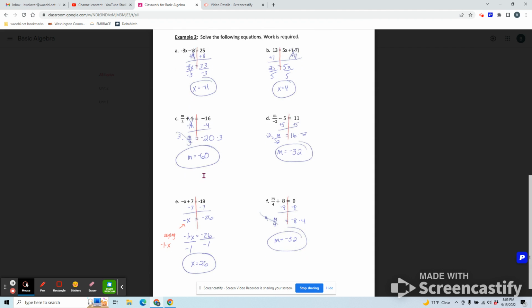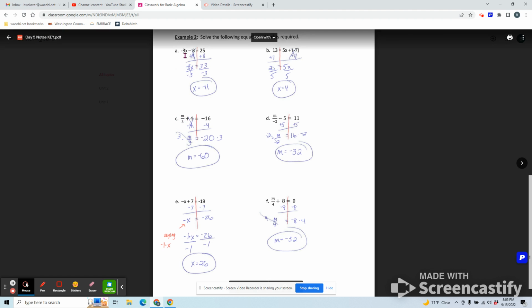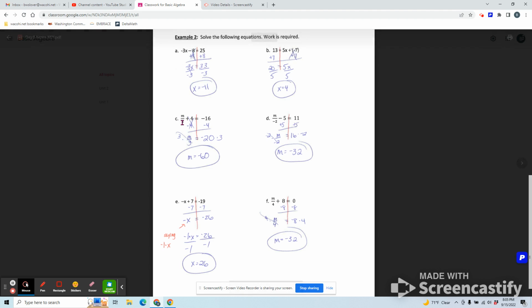Let's check out letter C. So letter C, I've got a division in here. It says m over 3 plus 4 equals 16. Well, this m over 3, that's my term I want to get by itself. Just like up here in letter A, I wanted to get the negative 3x term by itself. I want to get this variable term by itself.